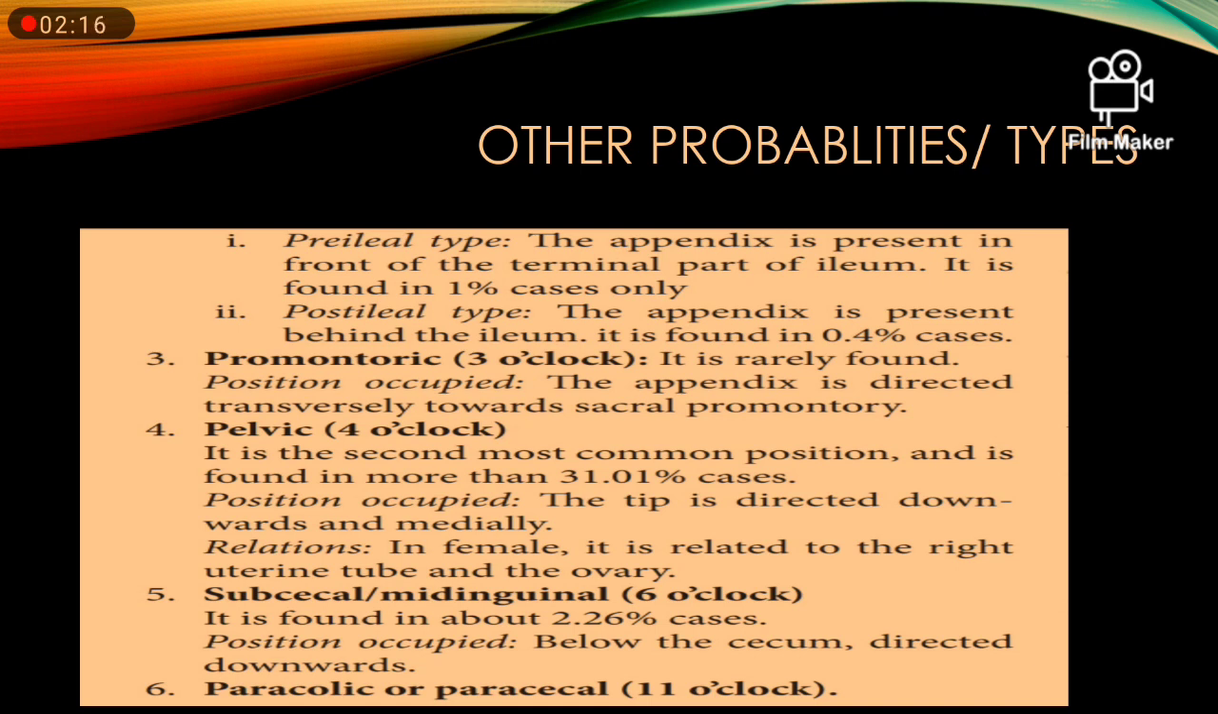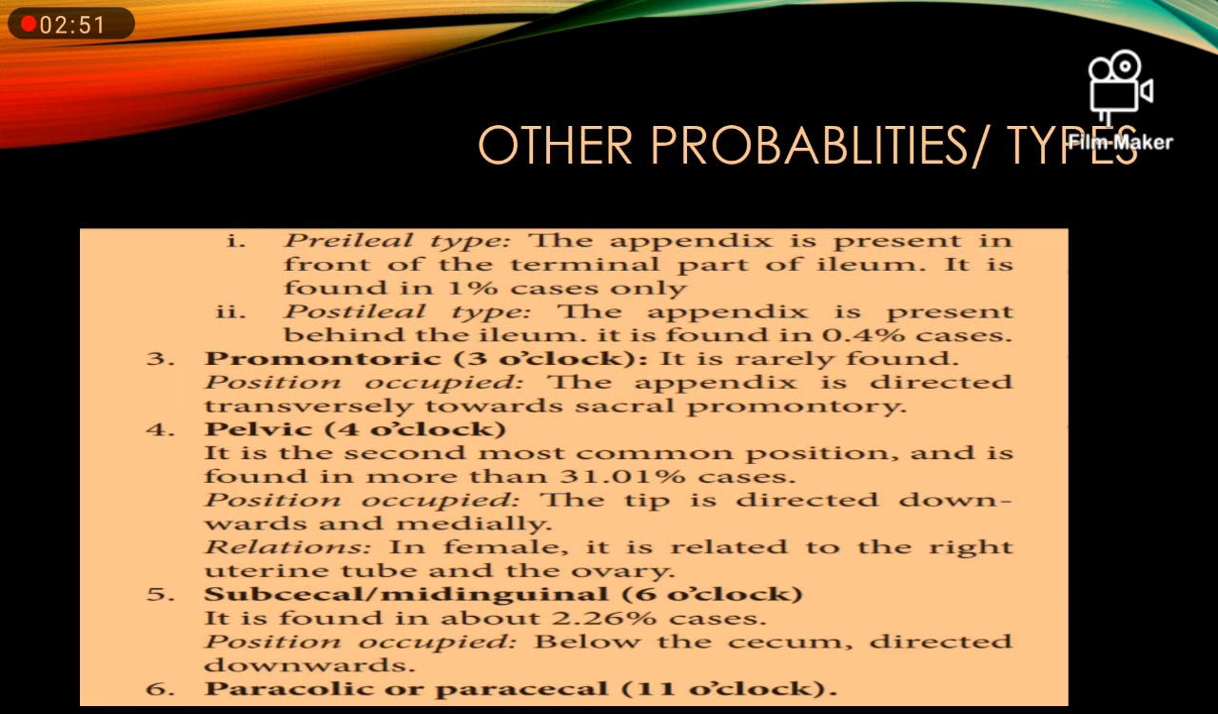Then the promontoric type, which is the 3 o'clock position. Then the pelvic type, which is the 4 o'clock position. This is almost 31% of cases. This is actually the second most common type. Then there is the subcecal or midinguinal type, or 6 o'clock position, which we may see in 2.26%. And then the paracolic or paracecal or 11 o'clock position.